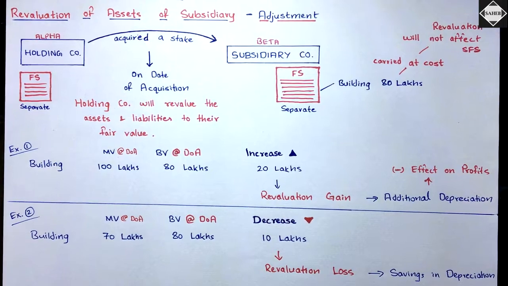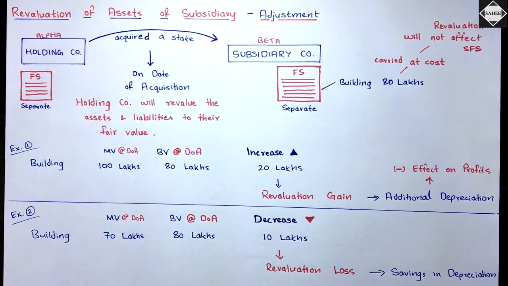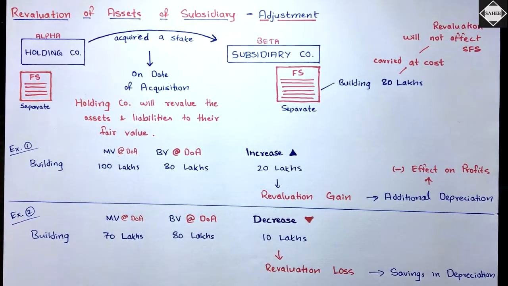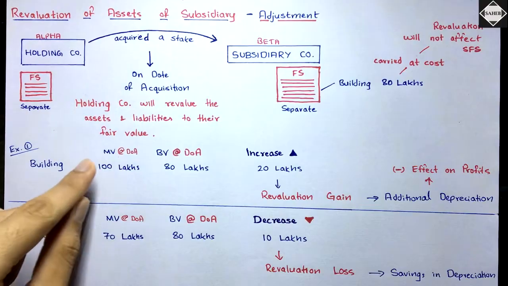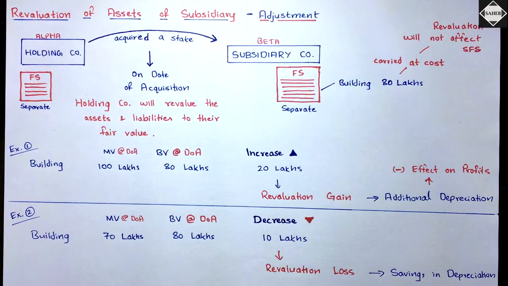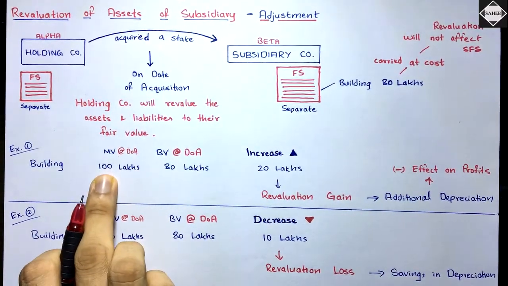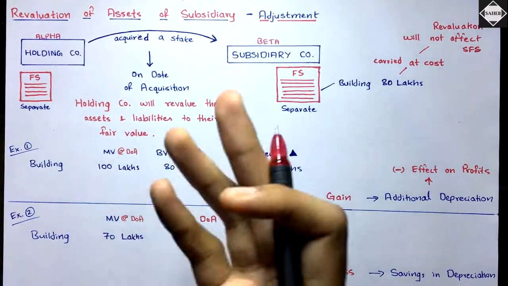Previously, the subsidiary company used to charge depreciation on 80 lakhs. Let's just say it's 10%. So how much is that? 8 lakhs, just for an example. And now what happened? The market value has become 100 lakhs in the consolidated financial statement. So now the depreciation has to be charged on this market value of 100 lakhs. So that is 10 lakhs, isn't it?